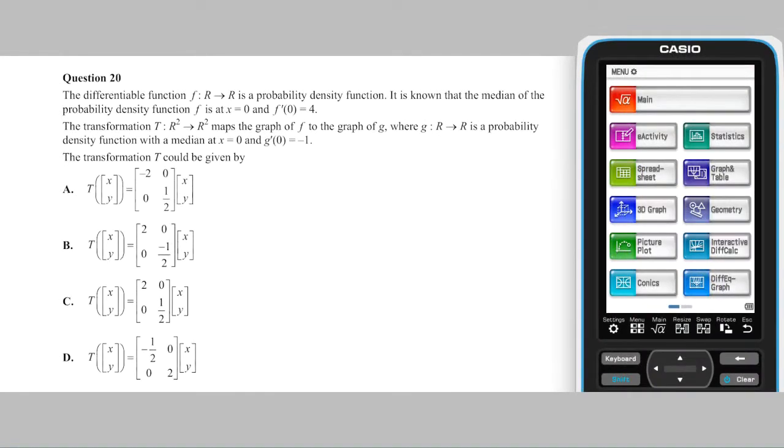Question 20. This question concerns probability density functions, and hence we know that the area under the probability density function must be equal to 1. And this will be true for the function both before and after the transformation. We are told that the median occurs at 0, both before the probability density function is transformed and after. And that means we're thinking about something like this.